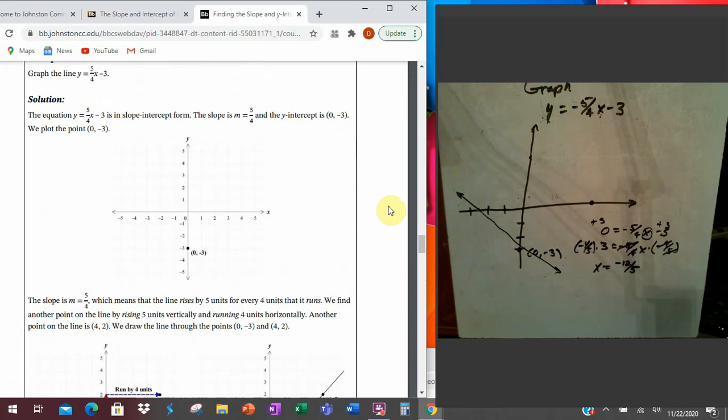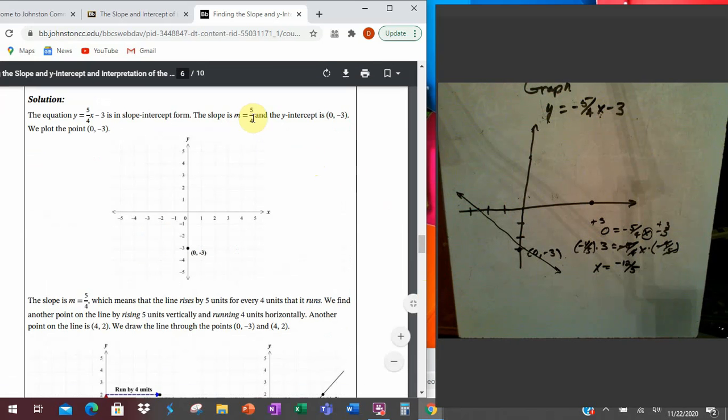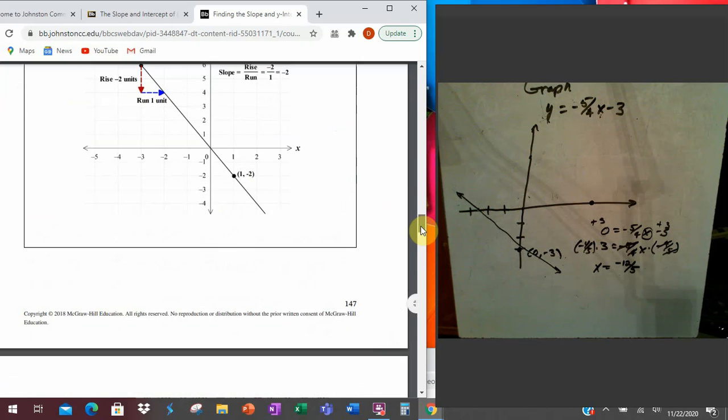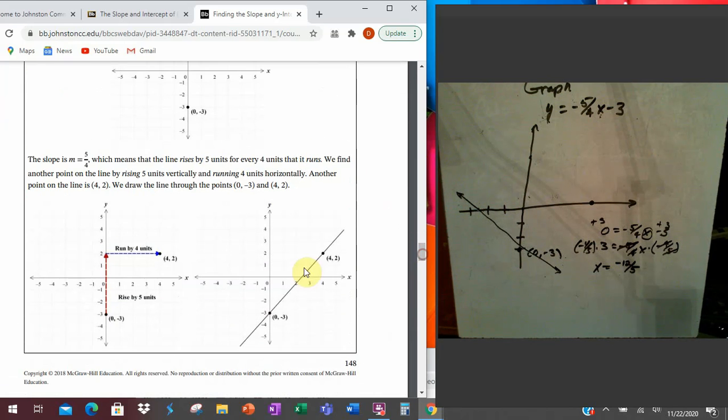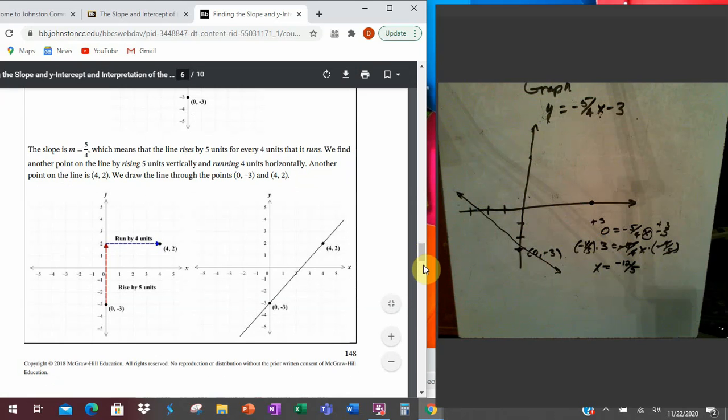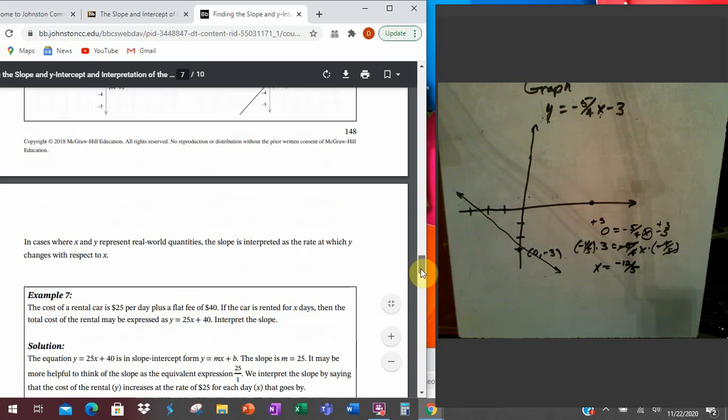What did I do? Oh, I said negative 5/4. That was 5/4. That's okay. Here would be the 5/4. You would do the very same thing, (0, -3), and then that would be 5/4 with a positive slope. So that would be a different example.